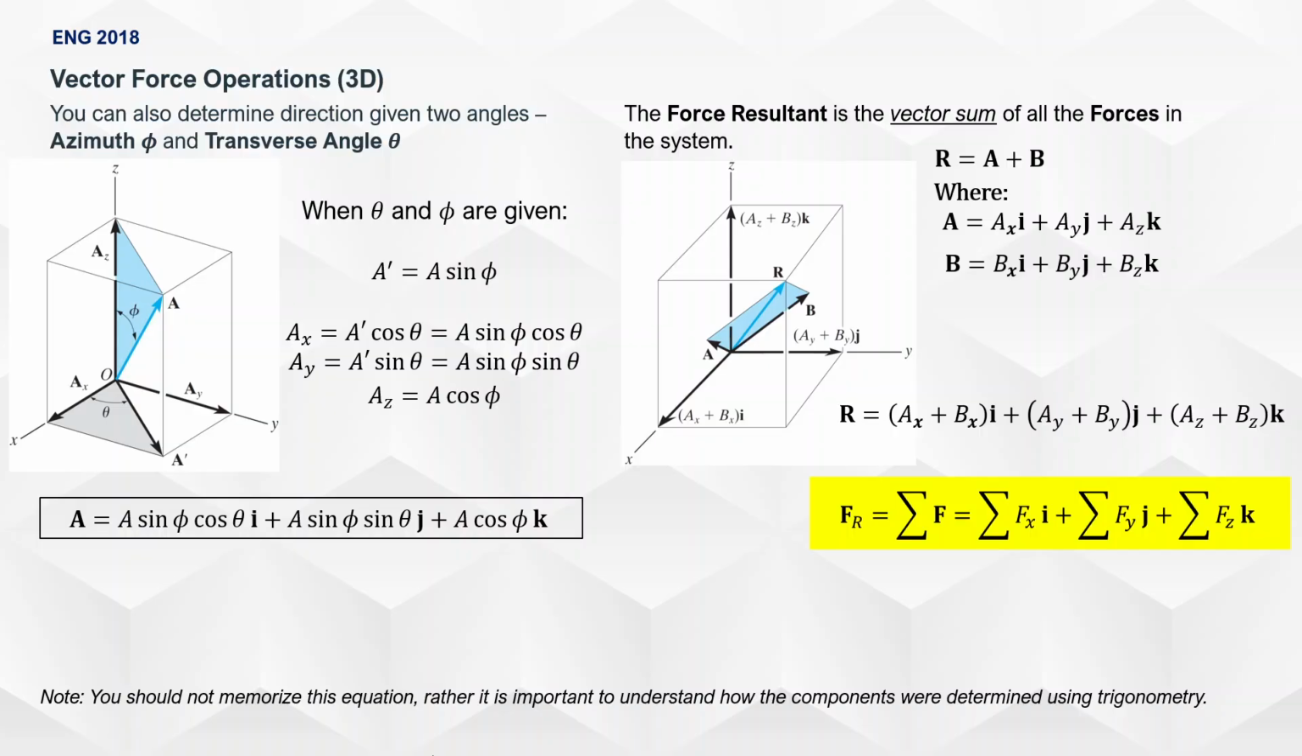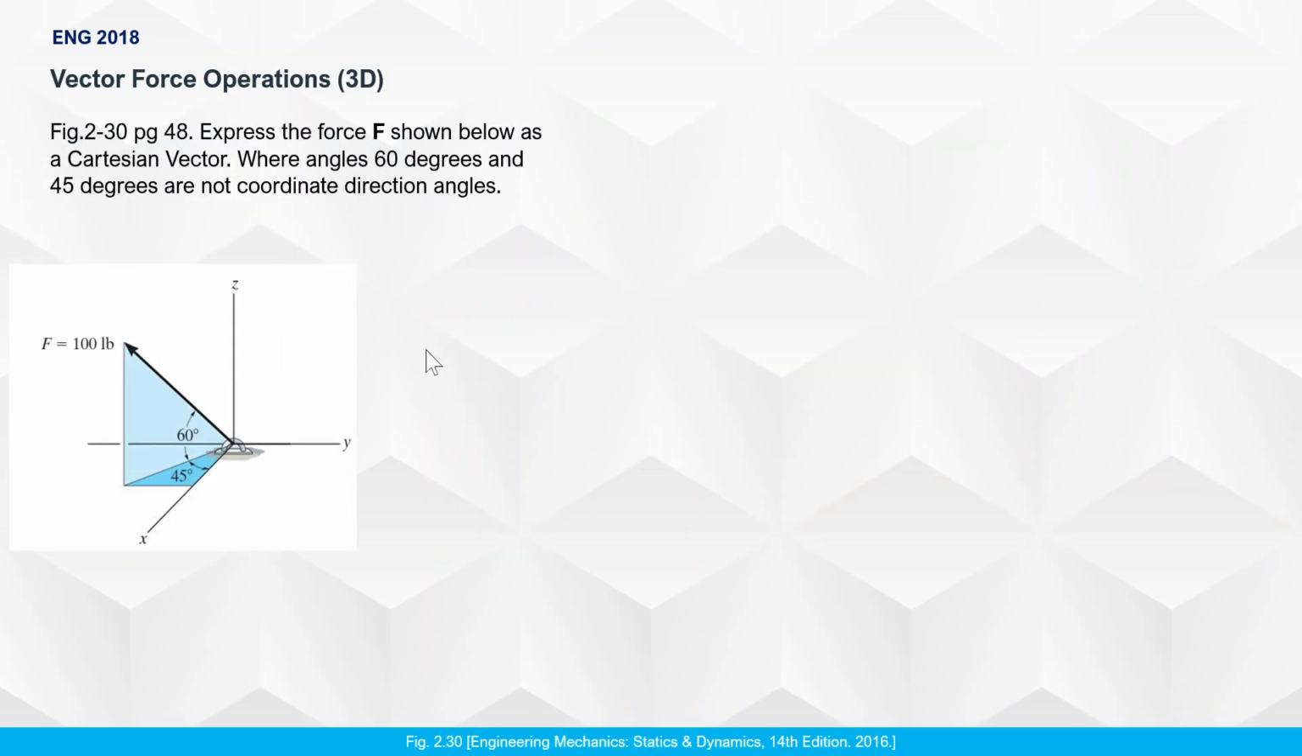So like I said, you should not memorize this equation. Rather, it is important to understand how the components were determined using trigonometry. So gamit tayo ng first example, which is closely related to this. We're given a force resultant vector, pero we're given two angles. Okay? So ito yung figure 2-30 ng page 48.